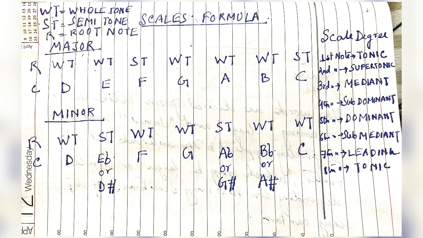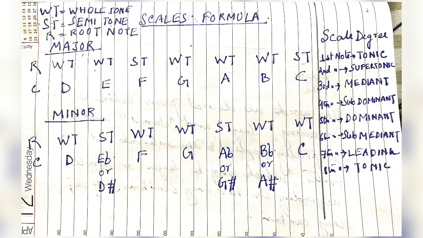So now moving on to the minor key. In the minor scale, we have the formula as a root, one whole tone, one semitone, two whole tone, one semitone, then two whole tone. Now we derive the C minor scale here. The C minor scale, the root note being C, one whole tone, skipping the C sharp, we have D.